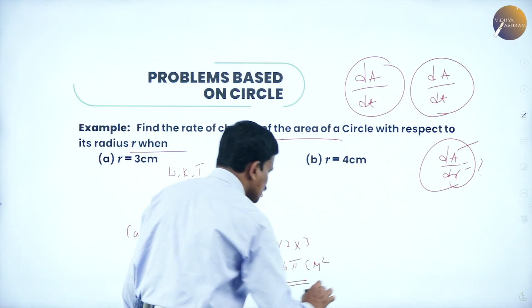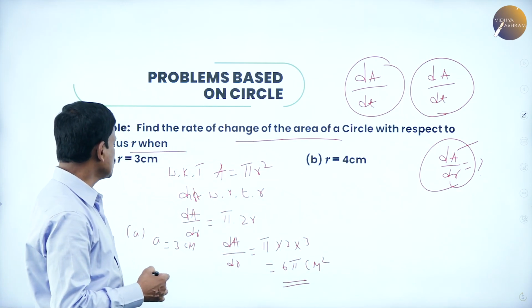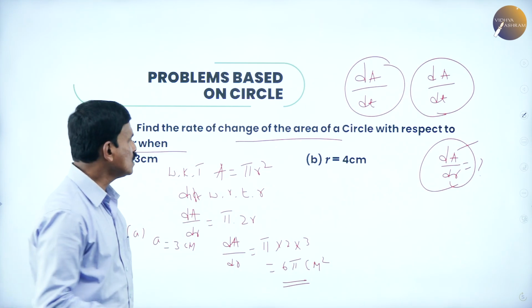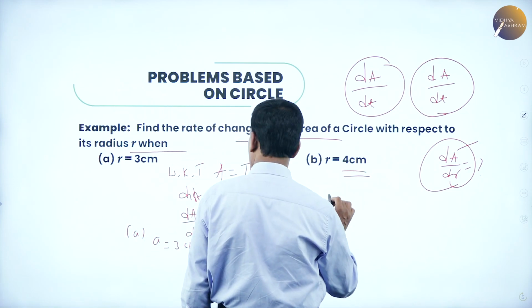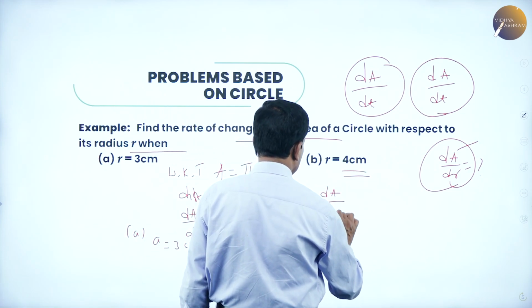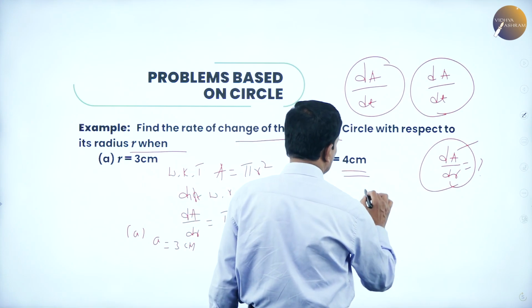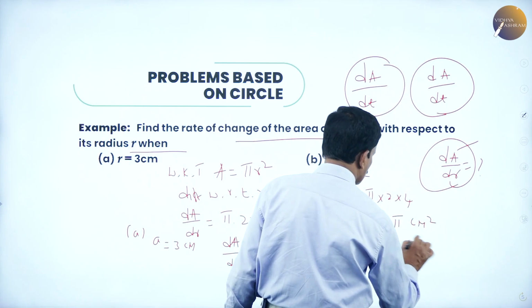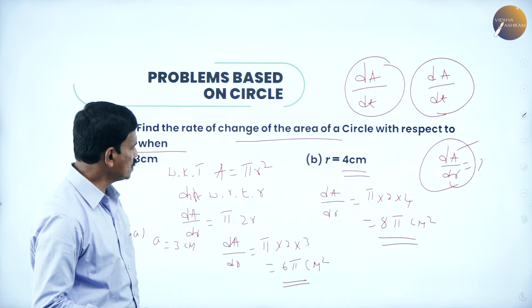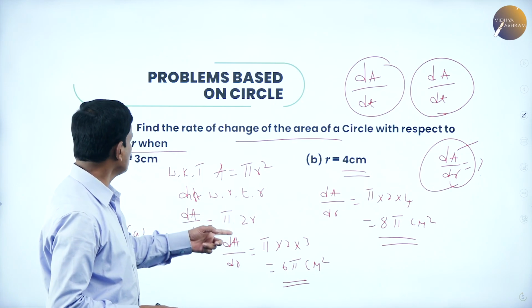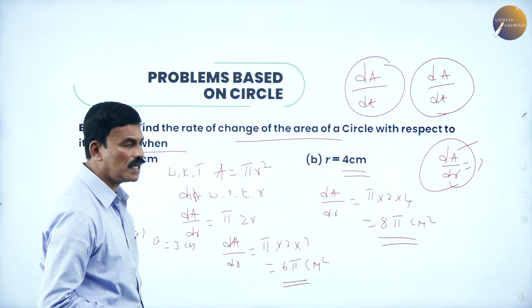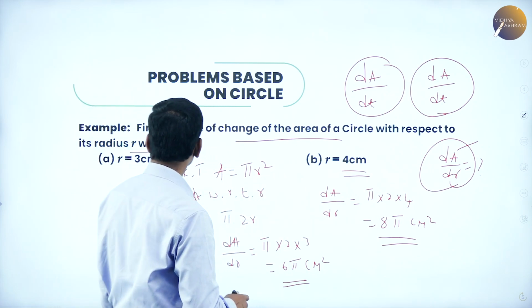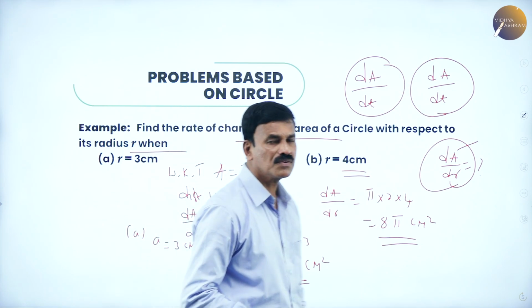The rate of change of the area of the circle when radius is equal to 3 centimeters with respect to the change in radius is given by 6 pi centimeter square. Now when r is equal to 4 centimeters, then what we will get? dA by dr at r is equal to 4 is pi into 2 into 4, that's equal to 8 pi centimeter square. So when r is equal to 3 centimeters, it is 6 pi. When r is equal to 4 centimeters, it is equal to 8 pi centimeter square. That's it. This is the required answer for the given problem.